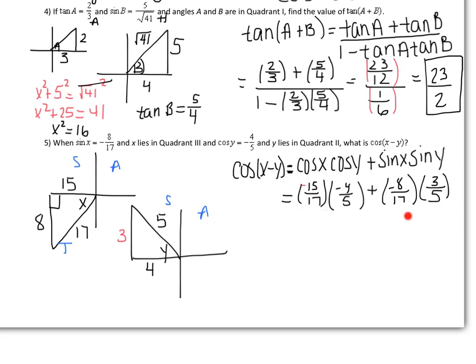So please put this into the calculator just the way you see it. Parentheses, negative 15 over 17, close parentheses. All of this in the calculator, hit math, enter, enter, and your reduced answer should be 84 over 85. Final answer. All right, let's move on to the next page.